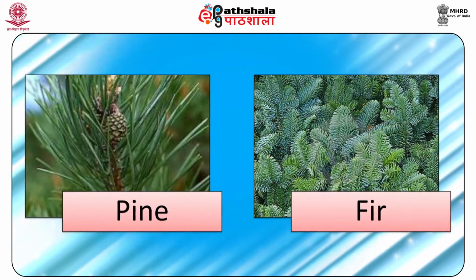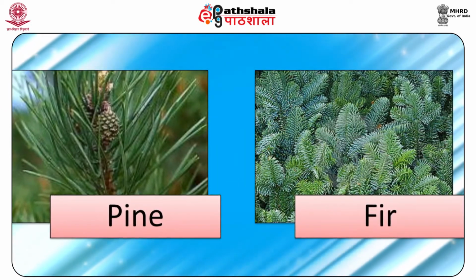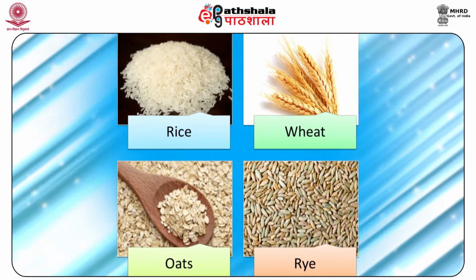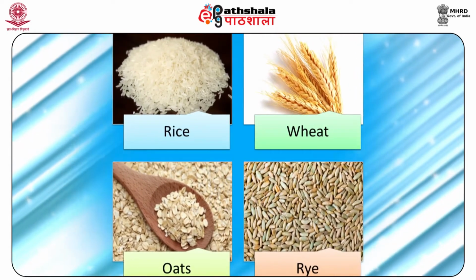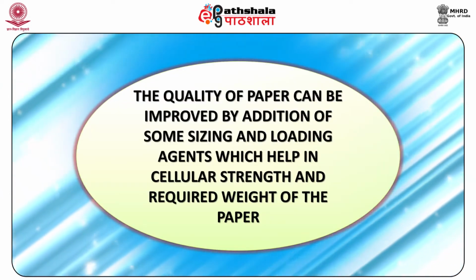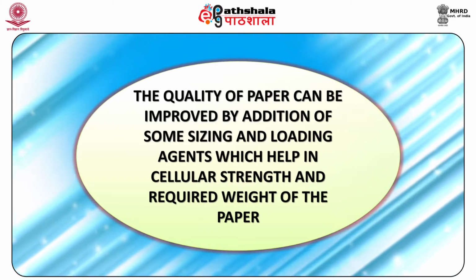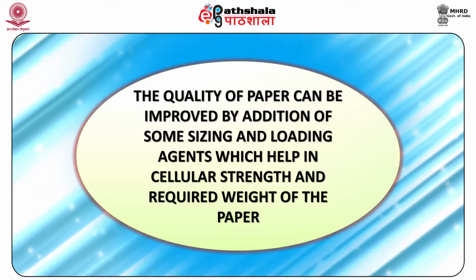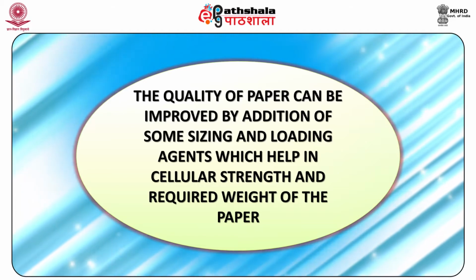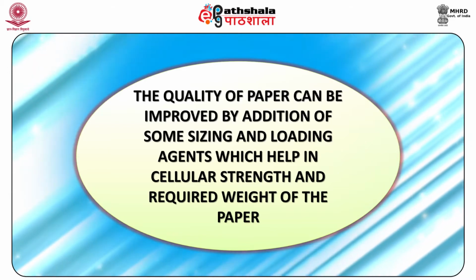Wood. This includes coniferous trees like pine, fir, etc. Straw fibers like rice, wheat, oats, rye, etc. The quality of paper can be improved by the addition of some sizing and loading agents, which help in developing the cellular strength and required weight of the paper.